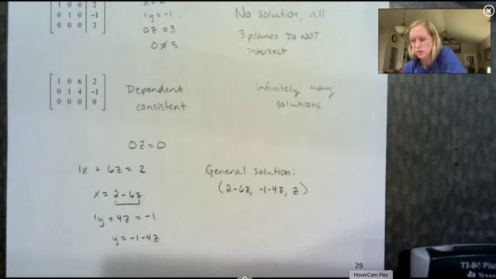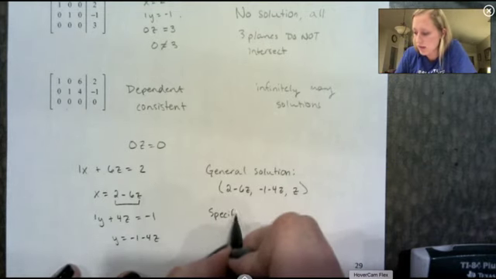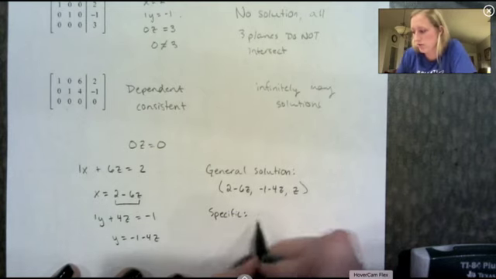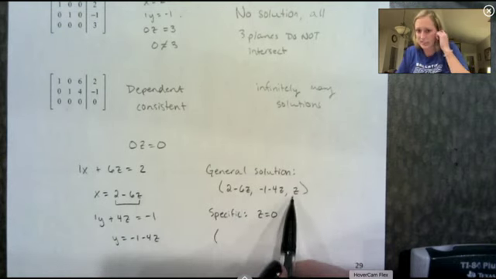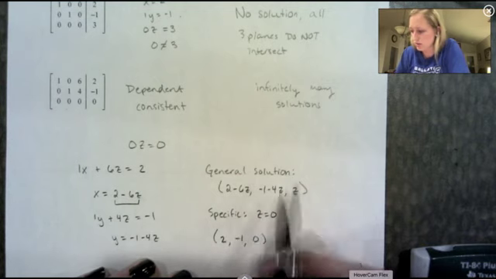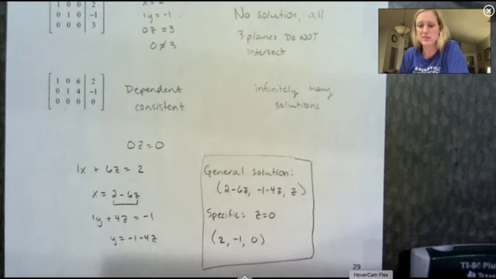Doesn't matter what I do. So this is a general specific, and I'm just going to pick something. And I like to choose something easy like 0 or 1. So let's say let z equal 0. So I would plug in 0 for all these z's. So 2 minus 0 is 2, -1 minus 0 is -1, and we plugged in 0 for z. So this would be the general solution and the specific solution.